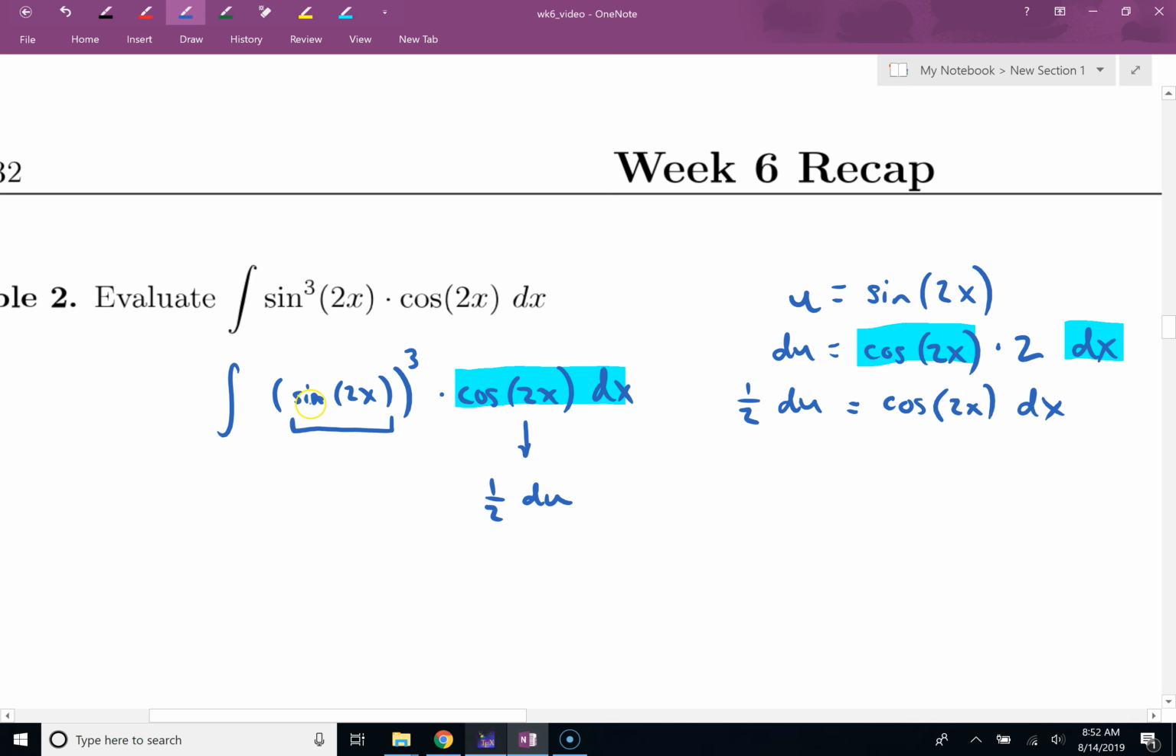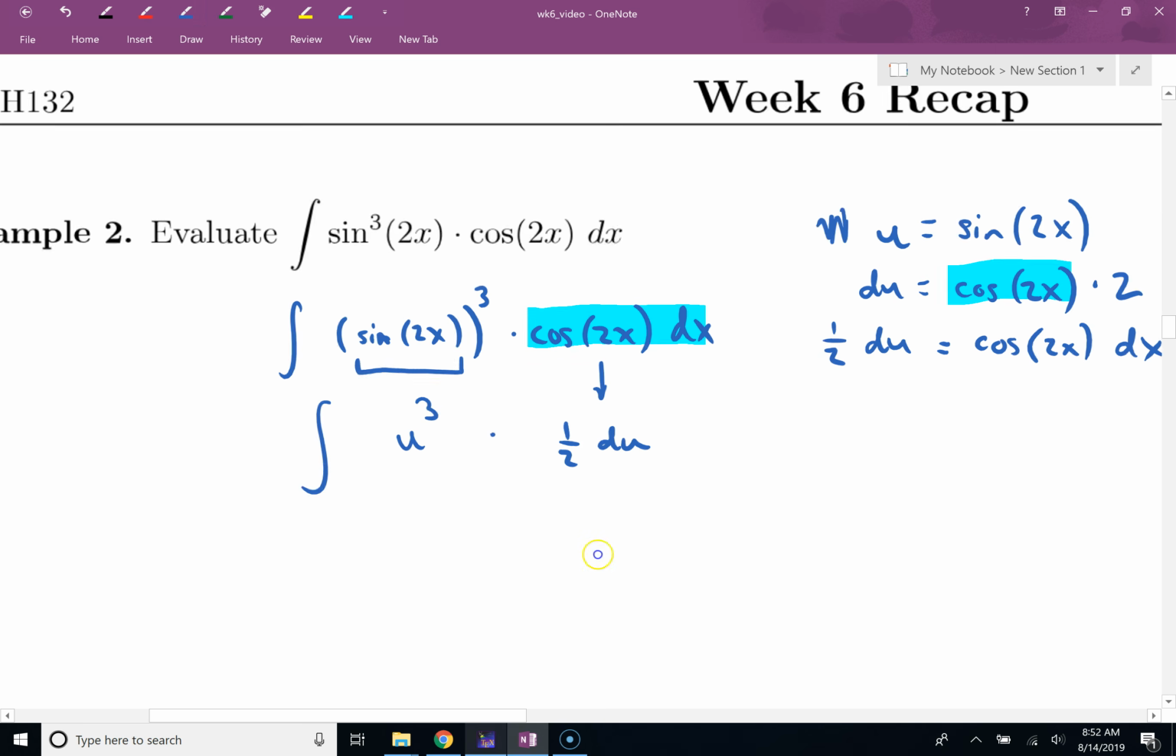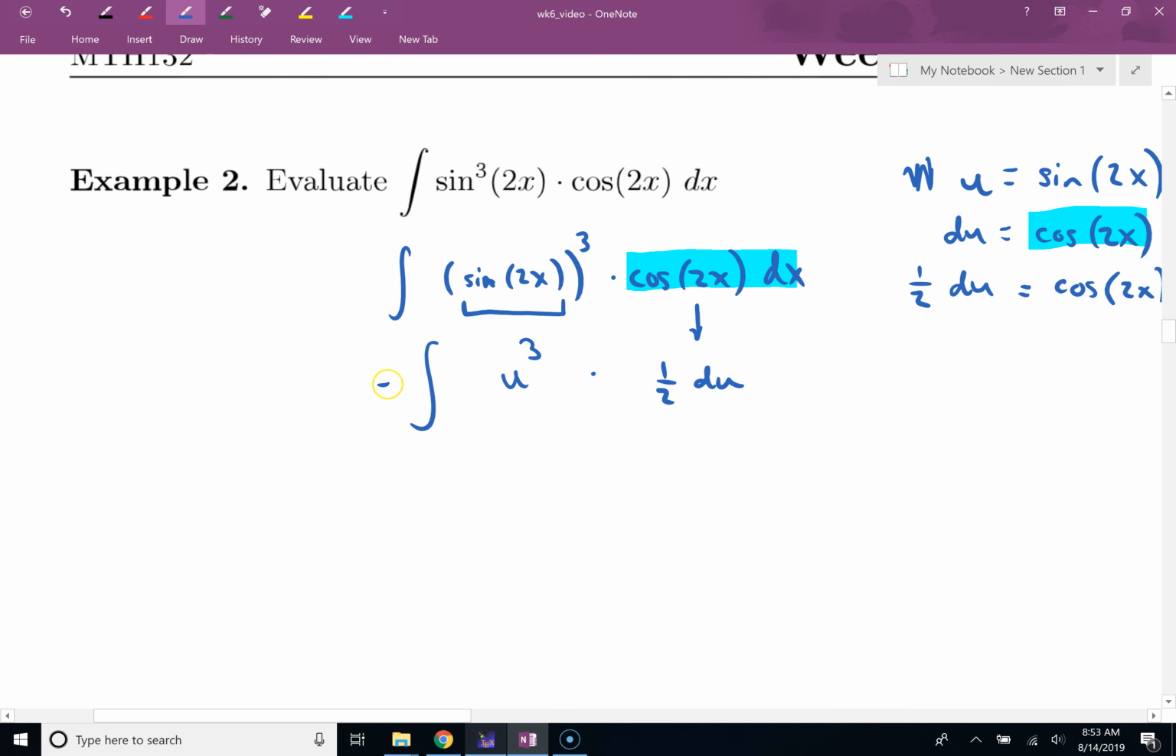And then again, sine of 2x, that was my u over here. So this is going to be u cubed. And now we've simplified it down quite significantly. So again, maybe let me go ahead and factor out this 1/2 here. And when I integrate u cubed, I need to do the antiderivative here.